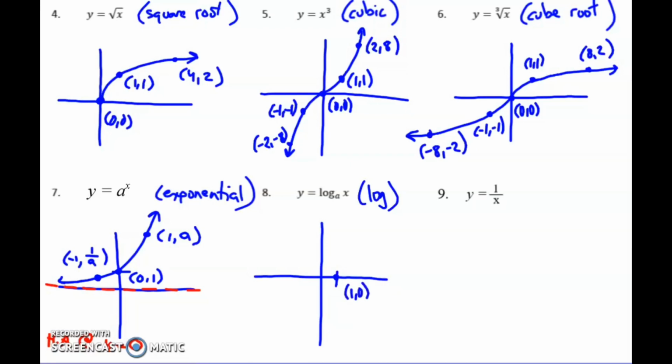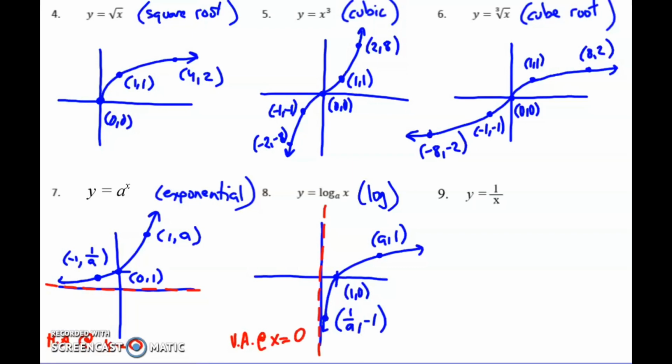Instead of 1 comma a, we're going to have a comma 1. And this one right here, instead of -1, 1 over a, this is going to be 1 over a comma -1. So those are going to be the 3 key points on our log graph. And one thing to note here, in this case, we're going to have a vertical asymptote at x equals 0.